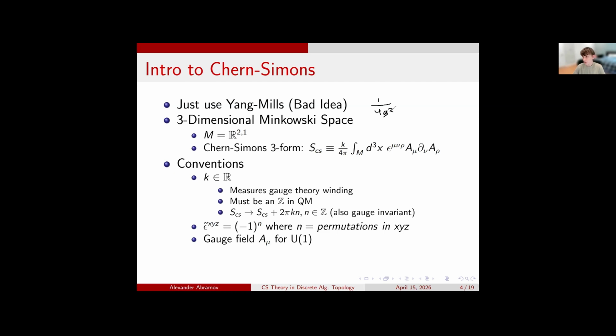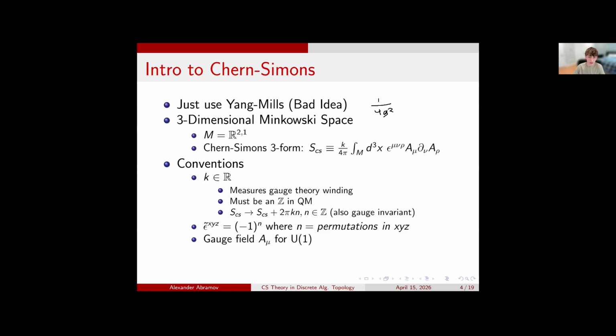First of all, I'm going to start out in 3-dimensional Minkowski space. I'm not even going to move it to 4-dimensional quite yet, just so I can present the example. So we're going to have 2 spatial and 1 temporal dimension, as I showed here, R^{2,1}. And our Chern-Simons 3-form is written like this. So here's the general description for the Chern-Simons form, and I'm going to break down what different parts of the equation mean.